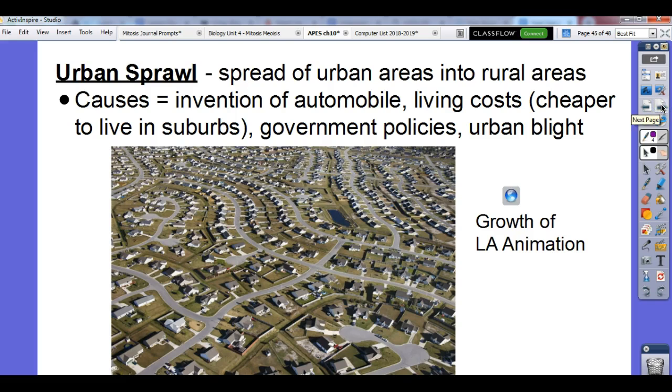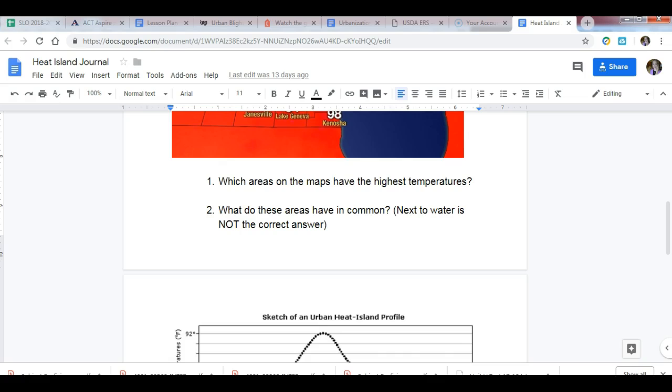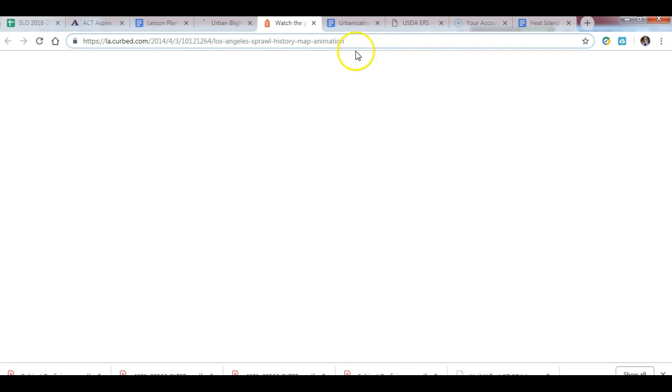I want to show you a picture before I let you write this down. I'm going to show you a picture of urban sprawl because I think you'll understand it when you see this picture. We're going to watch Los Angeles over the years to give you an idea of what urban sprawl looks like, if my computer can play along here.